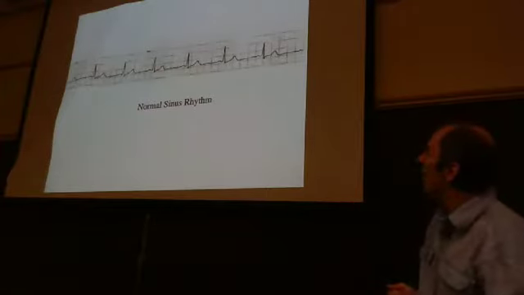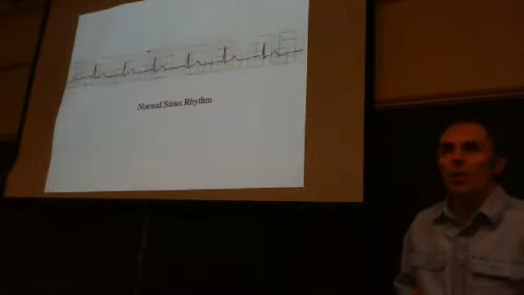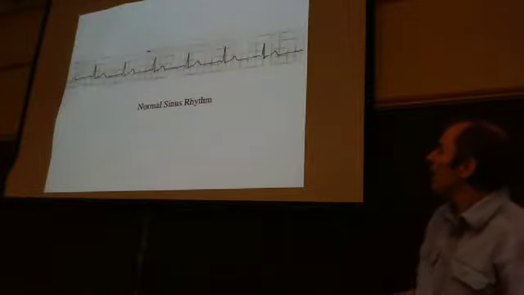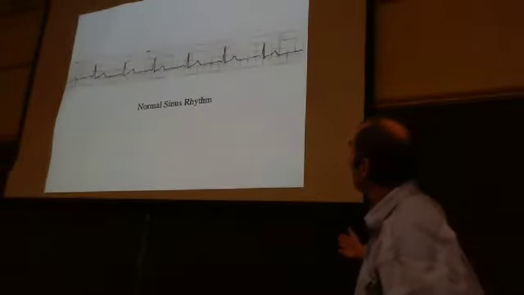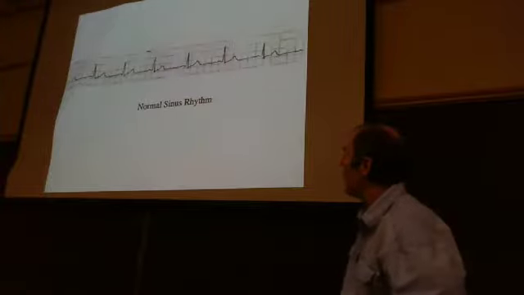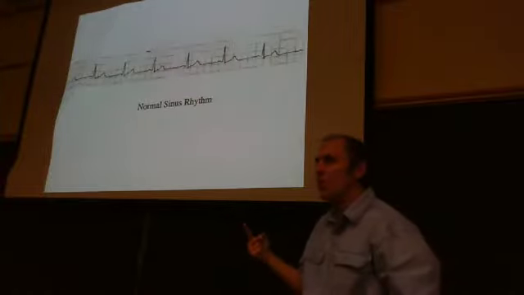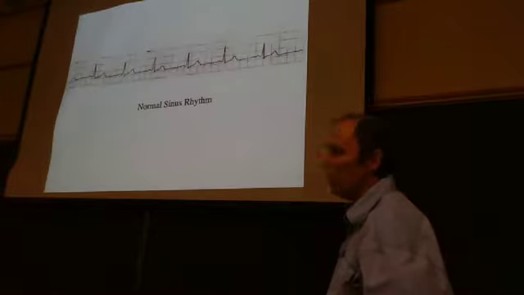It has about 60 beats per minute, because 5 boxes would be 1 second. So it's going about 1 hertz, or 60 beats per minute. It's normal. Okay, so that's an easy one. If it looks normal, you're done. You know the normal sinus rhythm.